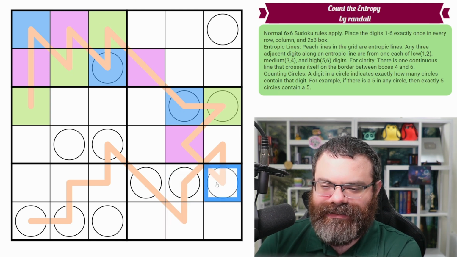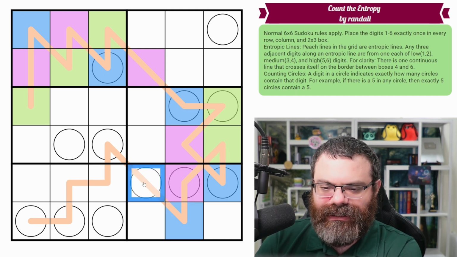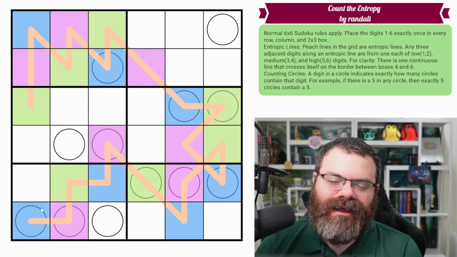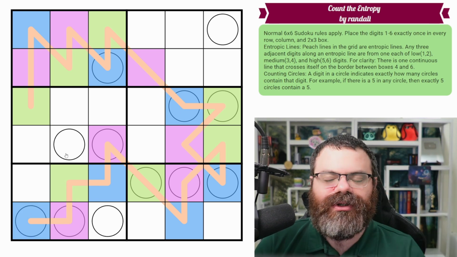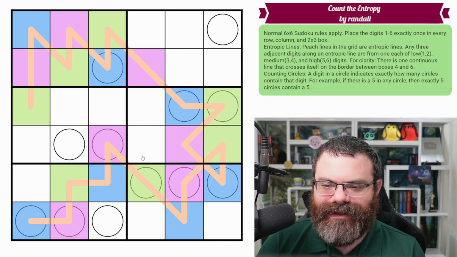Oops, I didn't follow my own advice. So sorry, this is green, purple, blue, green, purple, blue, green, purple, blue. Now, the other thing we know is that there's 2 of each blue, 2 of each purple, and 2 of each green in every row, column, and box. So we can use that.